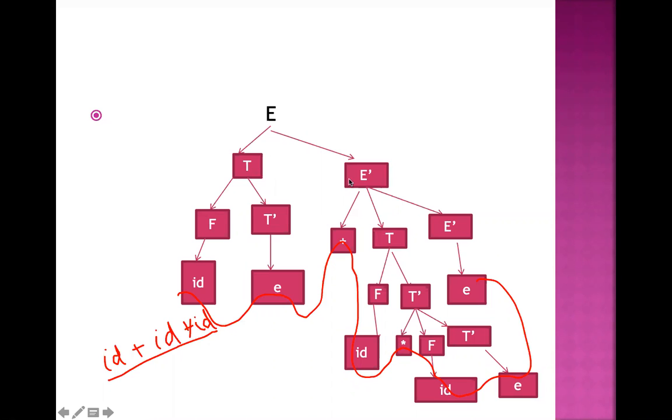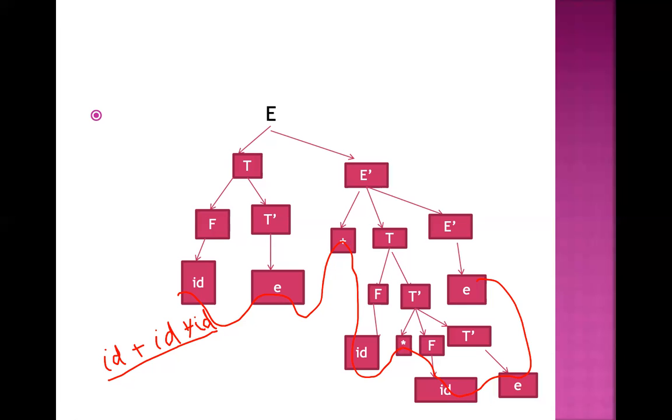Here E tends to T E dash. Here what is the left? This one, I again filled with F T dash. Here F tends to ID and T dash is equal to epsilon. So like that I filled. Here I got the string ID plus ID star ID.